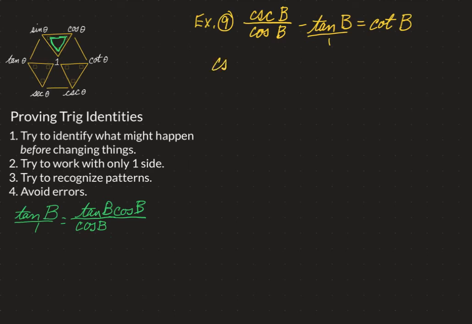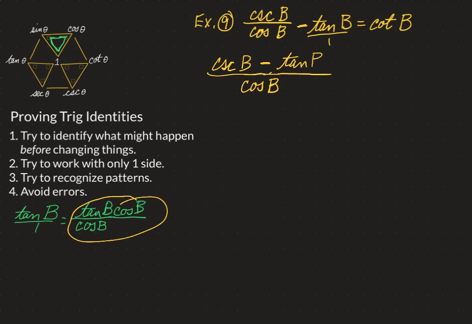That's going to give me the cosecant of b over cosine of b, and then I still have this negative. I did not carry it down to work with below, so I'm going to put the negative in there, and then I'm going to bring up what I found, which is tangent of b times the cosine of b.